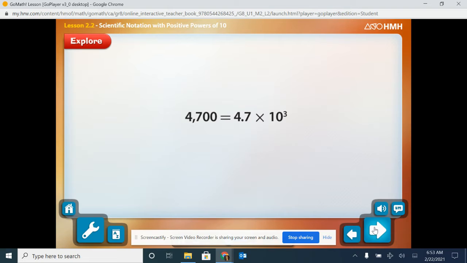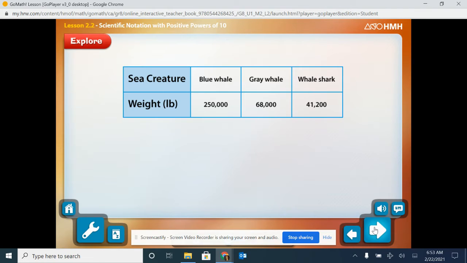Scientific notation is a method of expressing very large and very small numbers as a product of a number greater than or equal to 1 and less than 10, and a power of 10. The weights of various sea creatures are shown in the table. How can we express the weight of the blue whale in scientific notation? First, move the decimal point in 250,000 to the left as many places as necessary to find a number that is greater than or equal to 1 and less than 10. What number did you find?